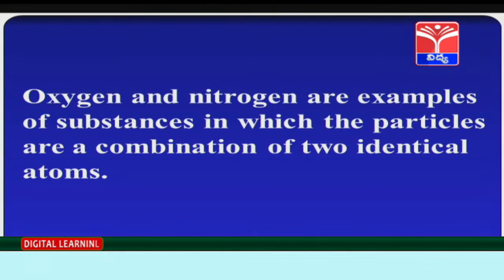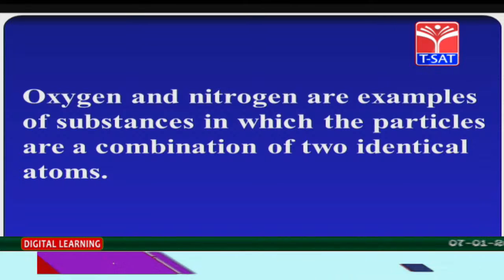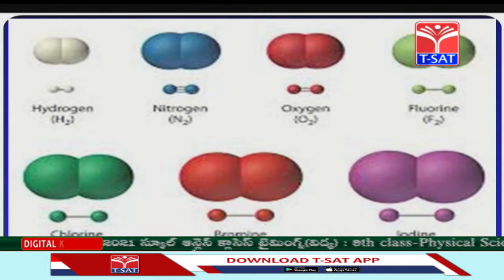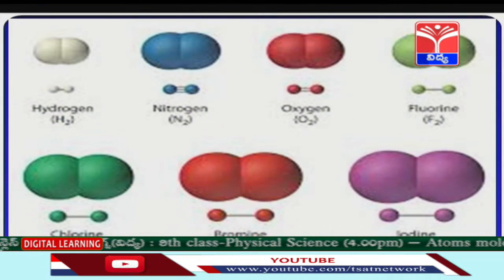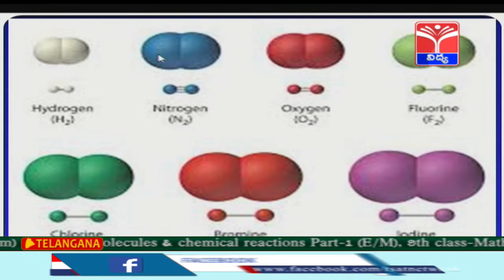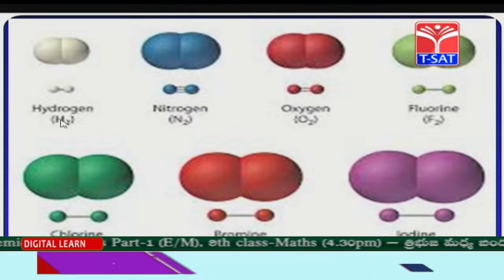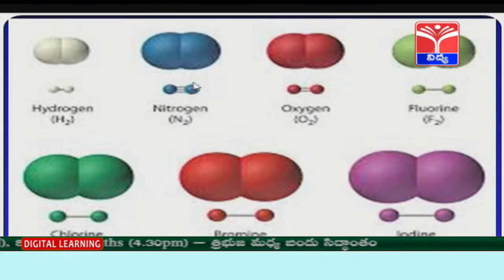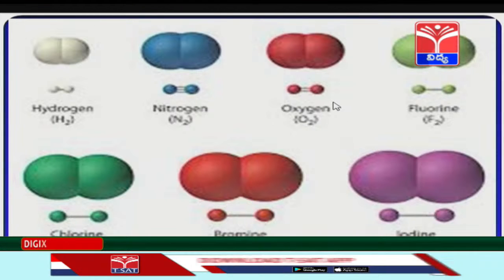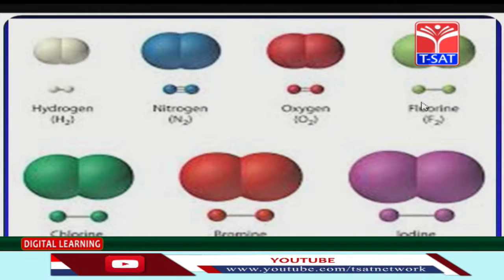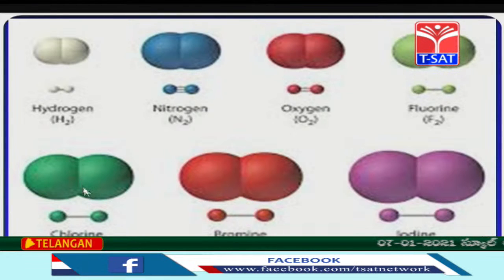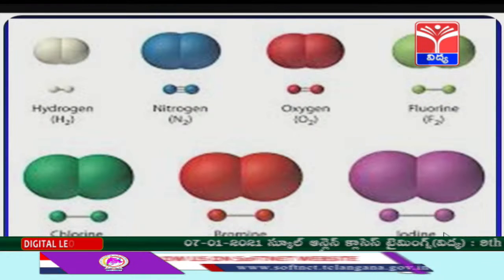Oxygen and nitrogen are examples of substances in which the particles are a combination of 2 identical atoms. That means they combine to form a diatomic molecule. For example, see this picture, children. 2 atoms of hydrogen combine to form an H2 diatomic molecule. 2 atoms of nitrogen combine to form a diatomic molecule. 2 atoms of oxygen combine to form a diatomic oxygen molecule. 2 atoms of fluorine combine to form a diatomic molecule. The same way Cl2, Br2, I2.